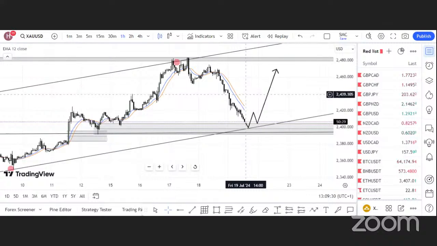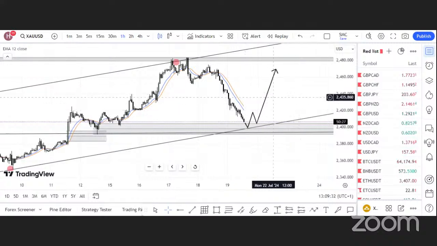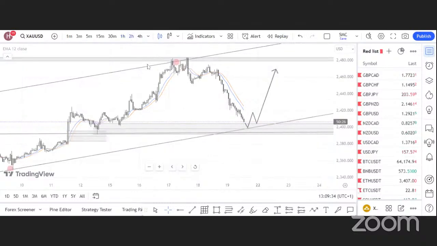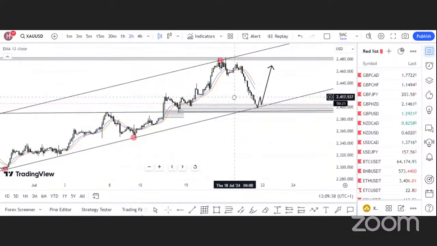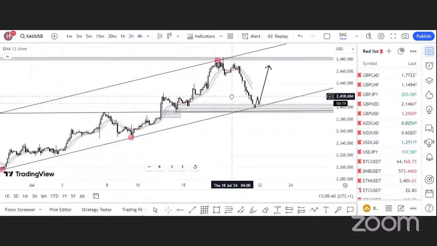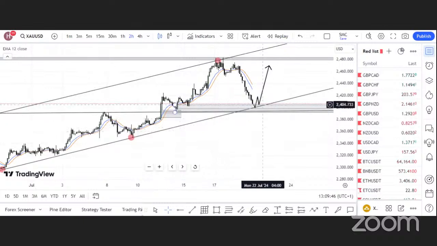So let's analyze another market. I think we are done on XAUUSD. Yeah, the analysis here is pretty simple. There's nothing complicated around the analysis. After the movement here, the market is coming down to retest the level below. After the retest, I'm expecting the market to go up.